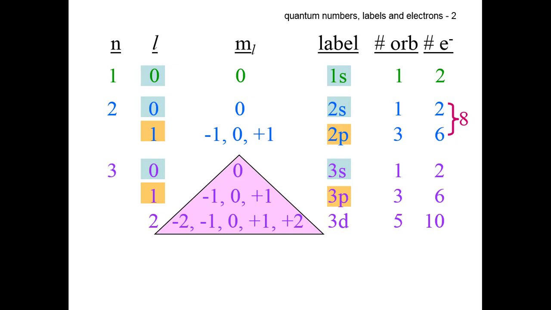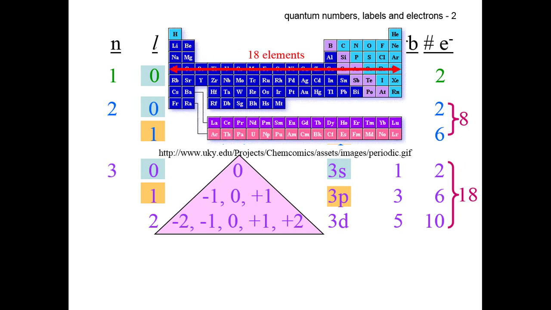Finally, for all of the n equals 3 orbitals, there are a total of 18 electrons. Returning to the periodic table, we find that the fourth period is 18 elements across. It's beginning to look like there is a relationship between quantum numbers and the structure of the periodic table. With the pattern for n equals 3 in hand, you try to fill in the table for n equals 4. Pause the video and give it a try.